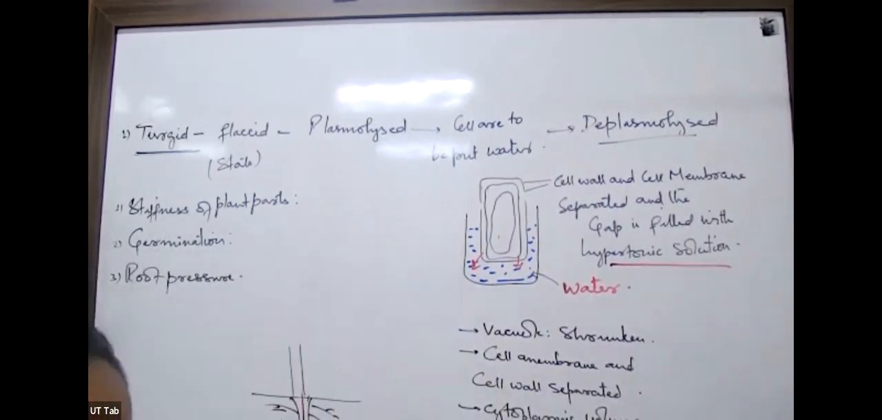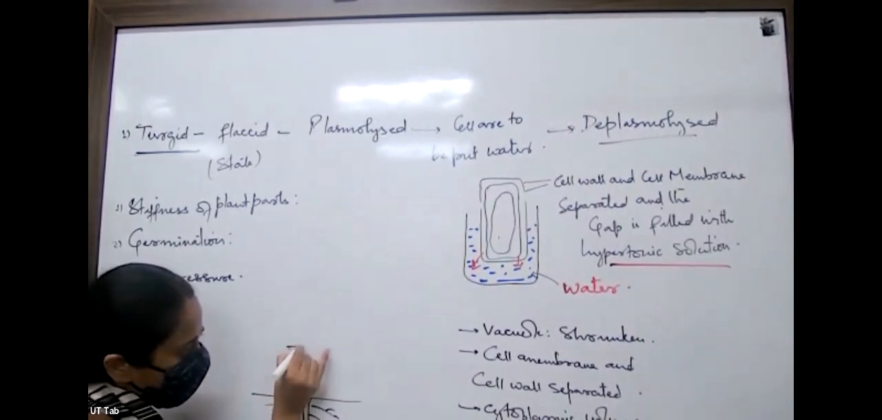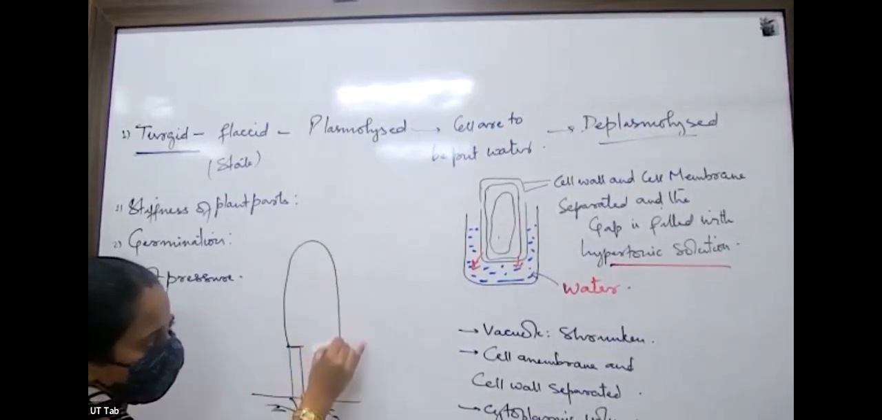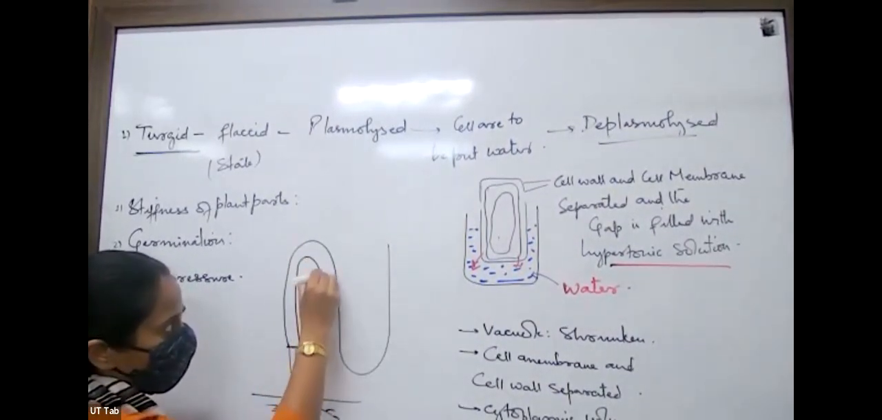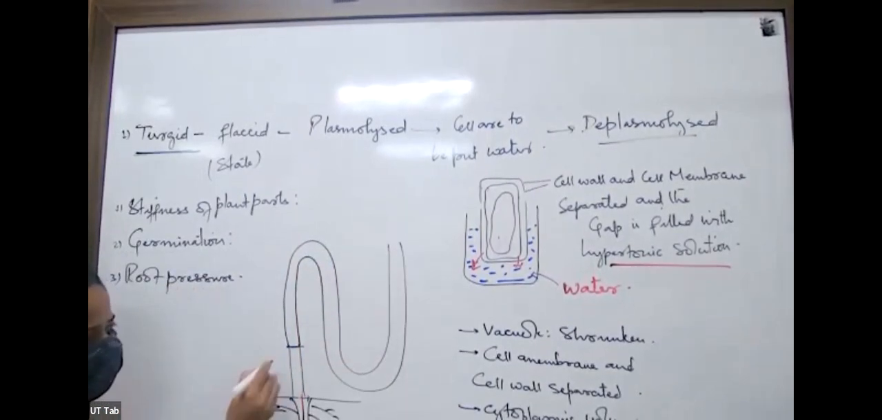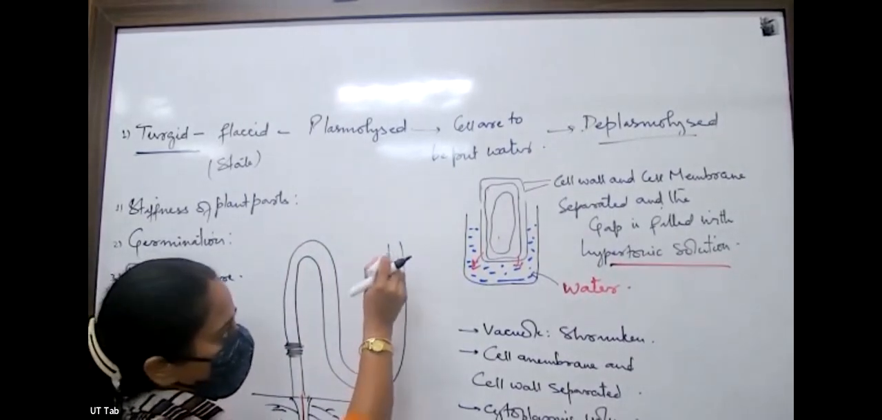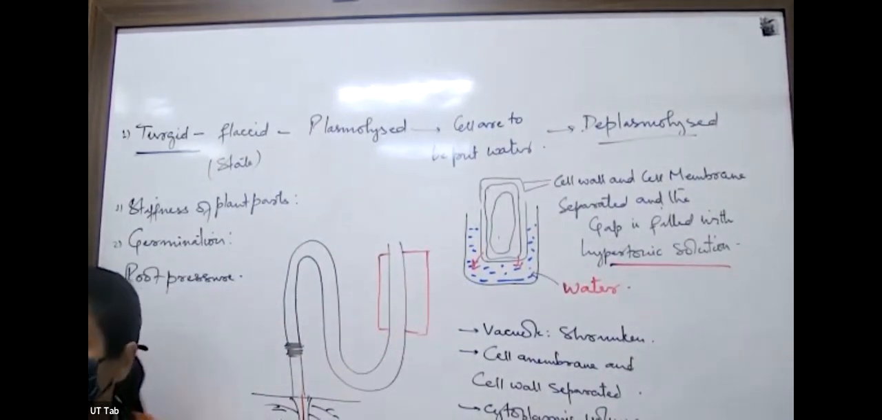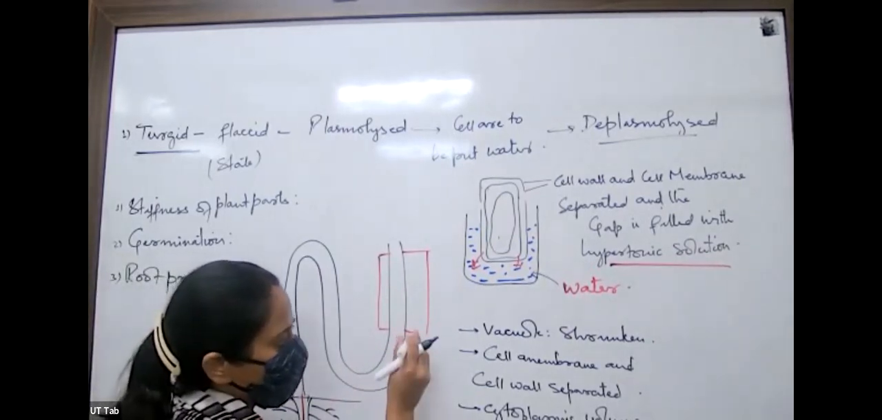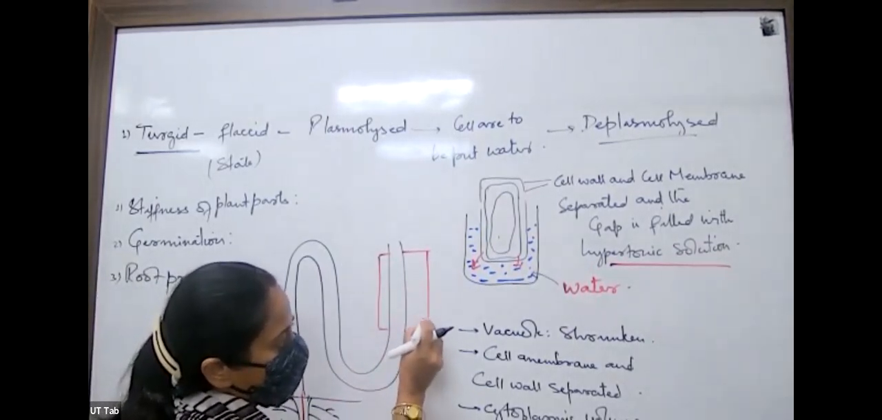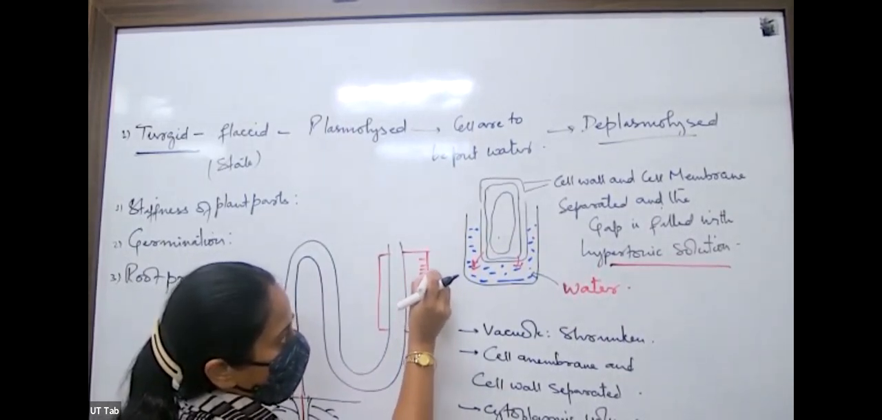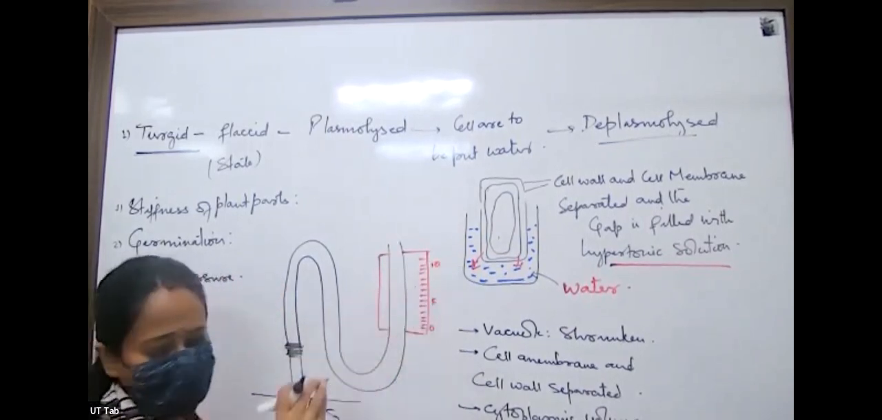Then what? If this is the cutout portion of the stem, then what are we supposed to do? Put a bent glass tube. Now that we have fastened this region, in this glass tube, what is important? First of all, you have to use a manometer. What is a manometer? A graduated scale. I'm saying that this is a manometer, which is giving me some readings, 0 and then 5 and then 10, something like that.